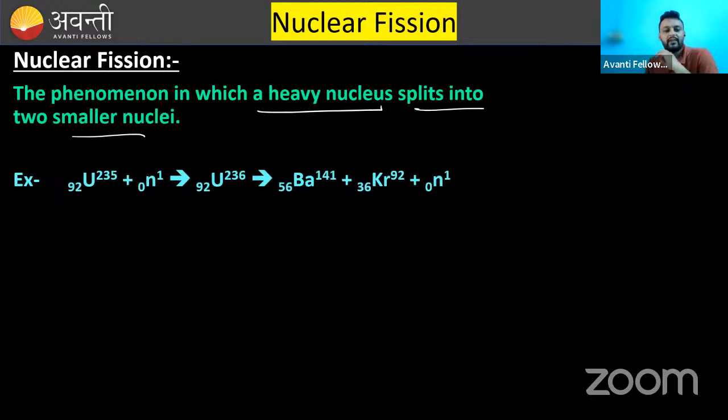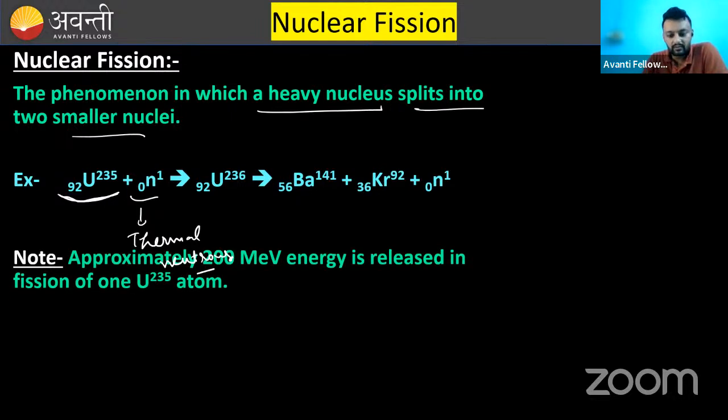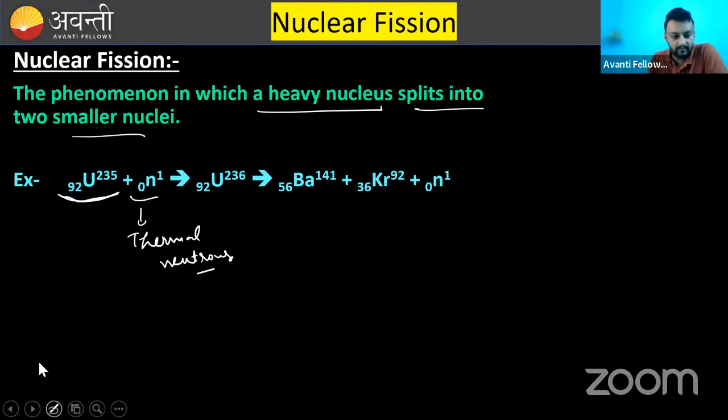The example for this is the fission of uranium, which is very famous in your class. Uranium has many isotopes. Out of these, uranium 235 gets fissioned by slow neutrons. What happens when we strike thermal neutrons? These are called thermal neutrons or slow neutrons. Okay, I will delete it.